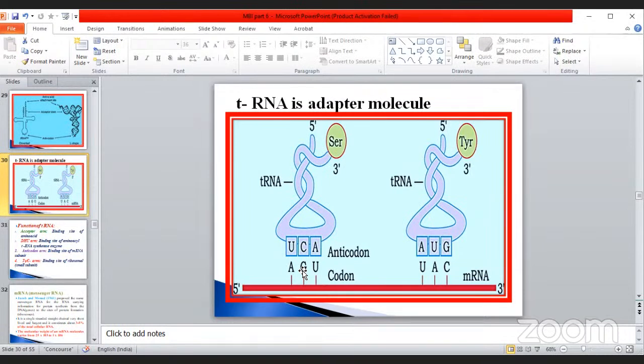Can an amino acid bind anywhere? It is not possible. It can finally bind only on that acceptor arm. You should know the enzyme substrate complex. An enzyme can bind only with the exact copy of its substrate, isn't it? Likewise, what happens here is that the codon binds with the exact copy of the anticodon.